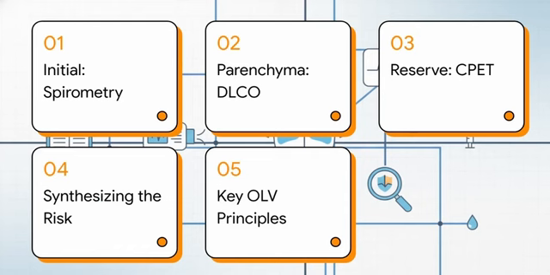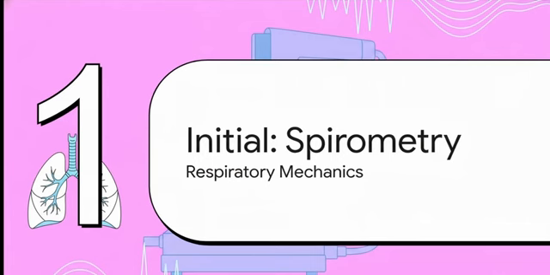We'll be following the framework laid out by the European Respiratory Society and European Society of Thoracic Surgeons, the ERS/ESTS guideline. It gives us a very solid three-step model. We're going to start with respiratory mechanics using spirometry, then we'll assess the lung parenchyma with DLCO, and finally we'll look at the body's total cardiopulmonary reserve with CPET. After that, we'll pull it all together into a complete risk profile, and most importantly, connect all these preoperative findings to our intraoperative strategy. All right, so our first step is the absolute foundation, evaluating respiratory mechanics.